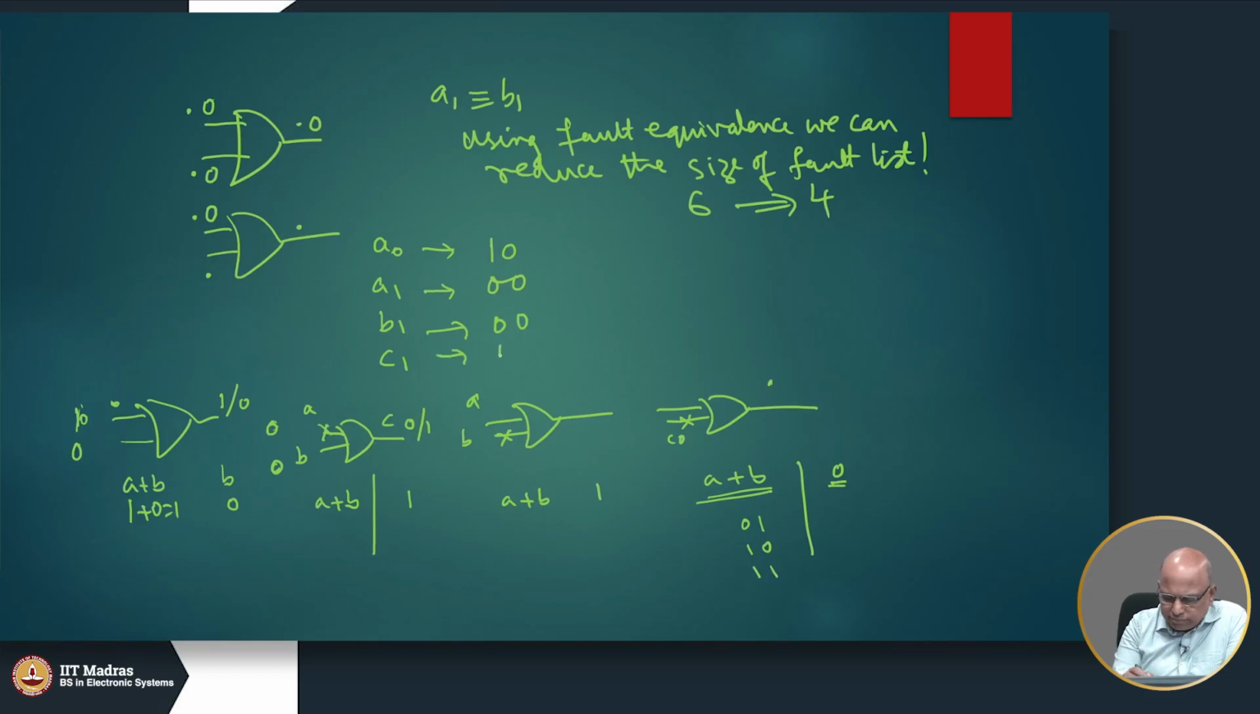So here, I am sorry. So it can be 0 1 or 1 0 or 1 1. This is C 0, that was a mistake. This should be C 0. Okay.